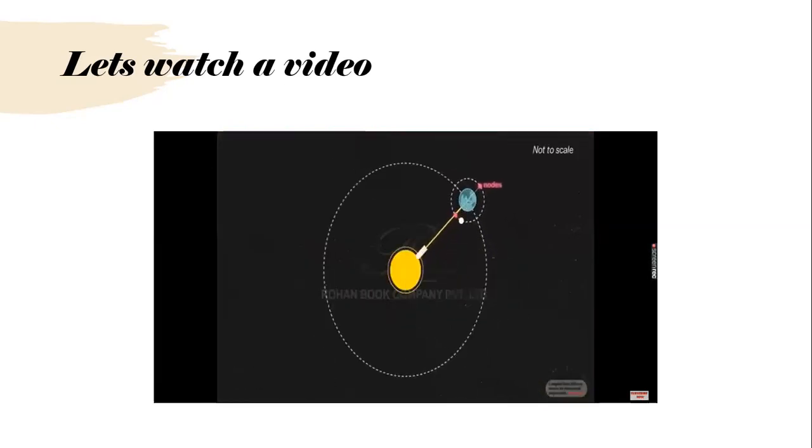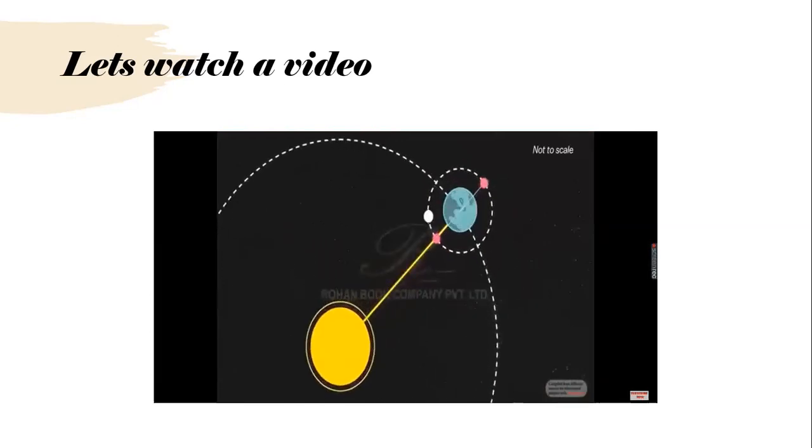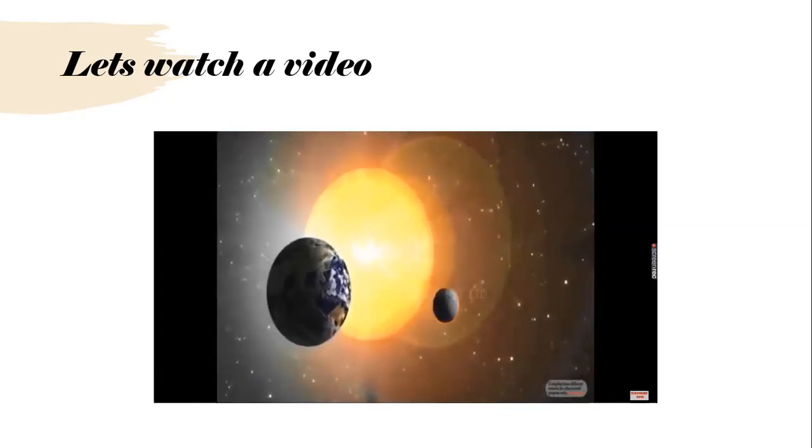Solar eclipse. While revolving around the Earth, sometimes the moon comes between the sun and the Earth in a straight line. The moon casts a shadow on the Earth, and the people in the shadow of the moon cannot see the sun. This is called a solar eclipse.